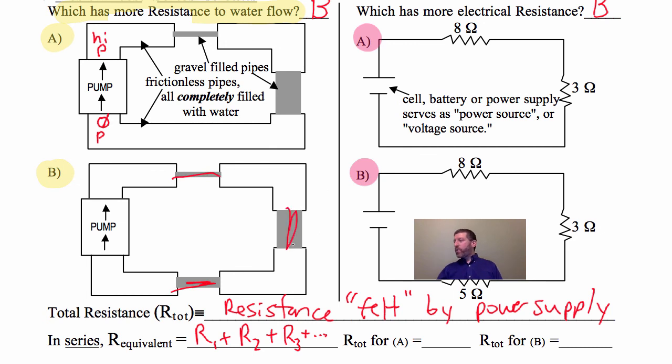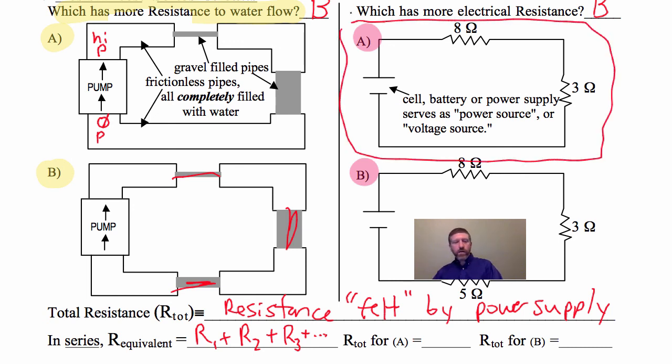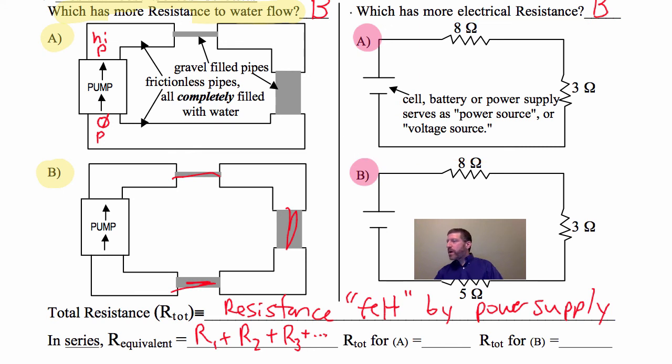Now, let's take a look at what R total is for circuit A right here. What's the R total for this circuit? Well, if you've been following along, you're going to guess 8 ohms plus 3 ohms is just 11 ohms. What is it for circuit B? You've probably guessed by now that 8 plus 3 plus 5 is 16 ohms. That's easy.